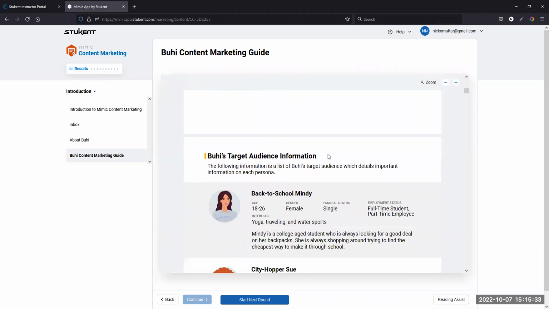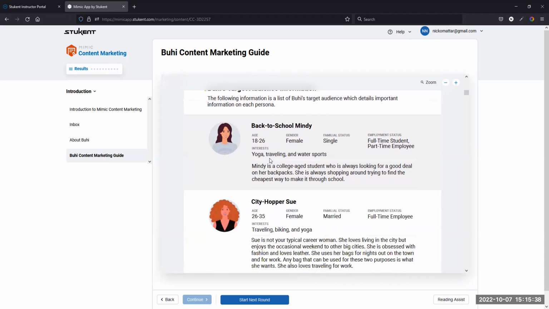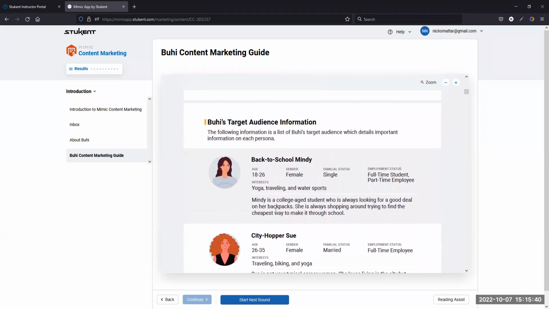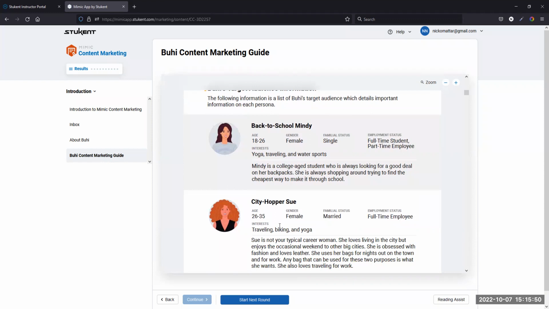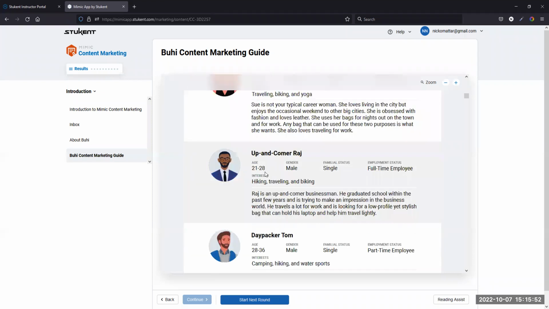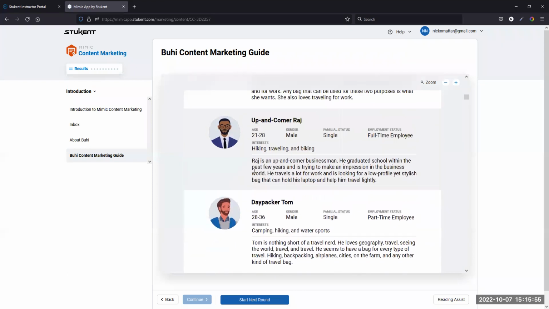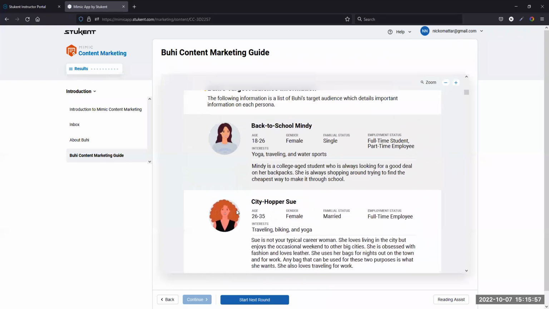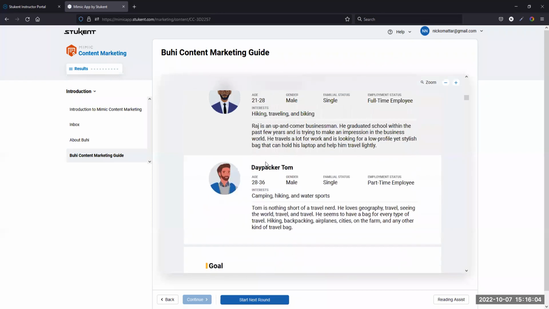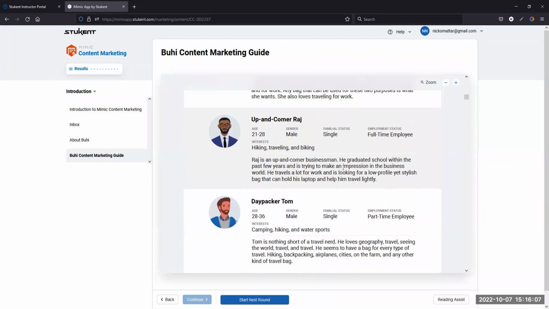These are personas for their major type of buyers. These are very similar, again, to past other Stukent simulations. So you have Back to School Mindy, City Hopper Sue, Up and Comer Raj and Daypacker Tom. So you have four individuals, all a little bit different. On one side, you have people that range the gamut from being into yoga and traveling all the way to the type of person that is more of a business person.